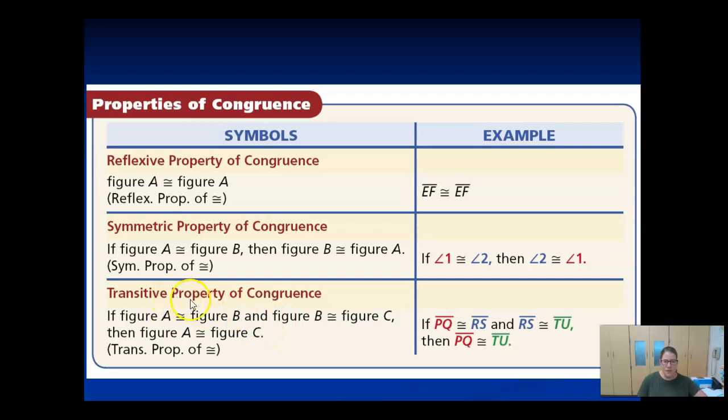The transitive property of congruence says, here's an example, if line segment PQ is congruent to line segment RS, and line segment RS is congruent to line segment TU, then I know that line segment PQ has to be congruent to TU, right? So if this line is equal to this one and this one is equal to the next one, well then the first one has to be congruent to the last one. So that one is one that we'll use. It's called the transitive property.